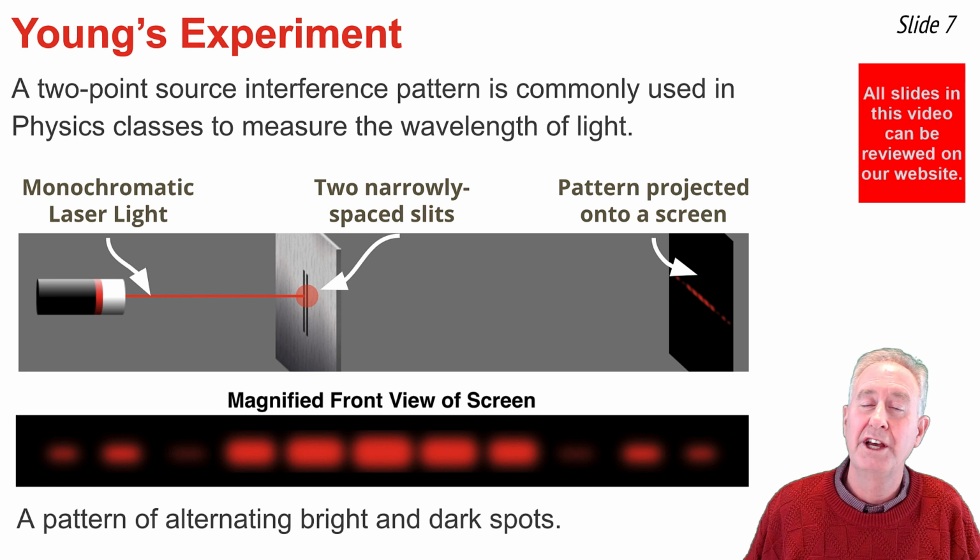Now, while this experiment is done to measure the wavelength of light, we can't ignore the fact that it answers a question we recently asked. Can light do the same thing that water does? Can it undergo two-point source interference? And the answer is a resounding yes. Yes, it does. And because it does, it gives us, again, evidence that light has a wave-like nature.